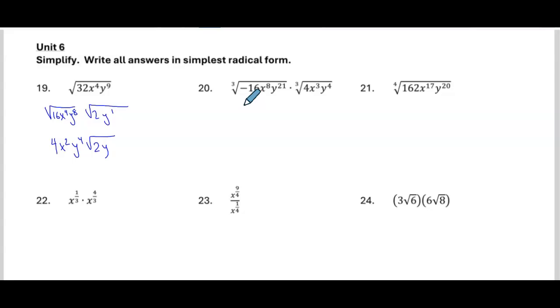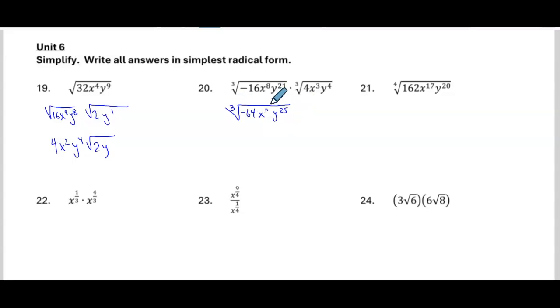Okay, number 20, we have cube roots, and it's also being multiplied, so I do want to condense it into a single cube root first. Much easier to do the problem this way. So negative 16 times 4, negative 64. The x's, there are 11 of them. And the y's, there are 25 of them.